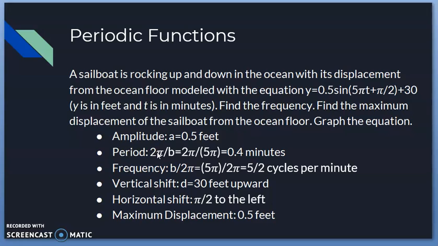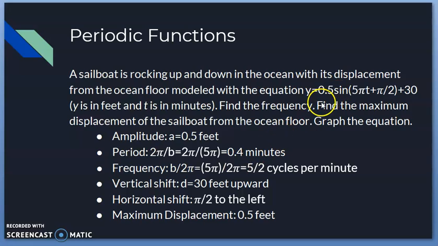The first thing we're asked to find is the frequency. This is related to the period in the way that it's b over 2 pi instead of 2 pi over b. So we have a b of 5 pi, which we will divide by 2 pi, and get 5 over 2 cycles per minute, or 2.5 cycles per minute.